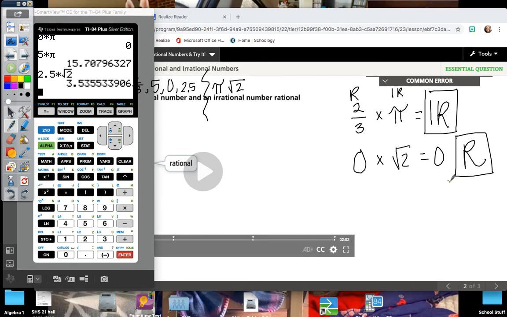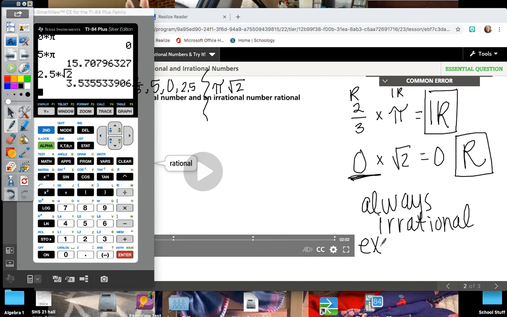The only exception is 0. So this is always irrational, except with 0. If you use 0, it comes out to rational. If you use anything else, it'll be irrational.